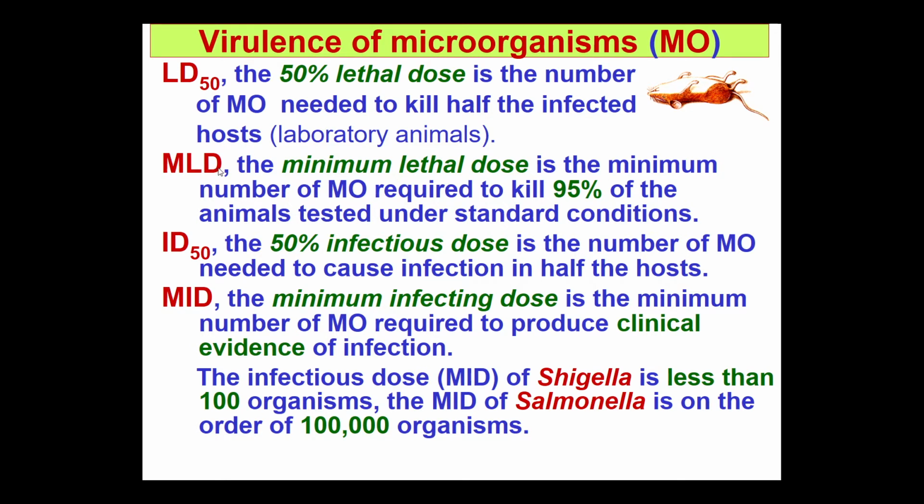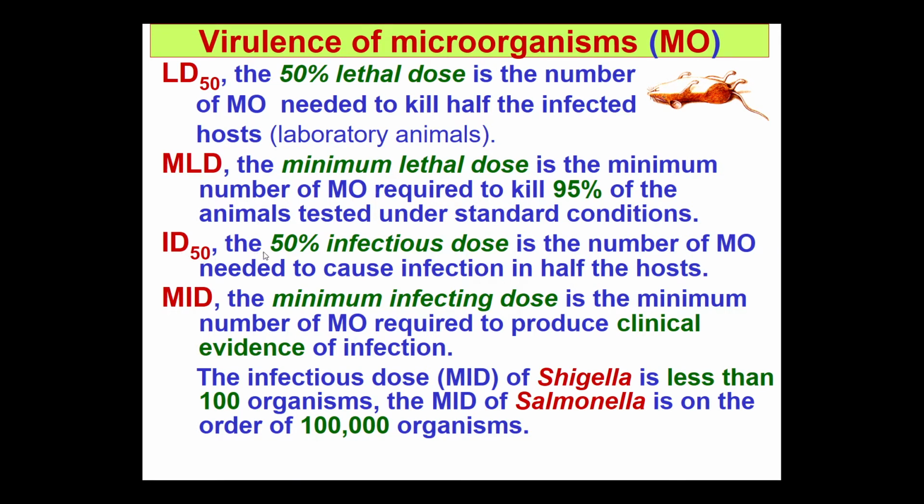Usually minimum lethal dose is higher than LD50 because the number of killed hosts will be different: half of the infected mice in the LD50, and almost all, 95%, in case of minimum lethal dose. ID50 is the 50% infectious dose. This is the number of microorganisms needed to cause infection in half the hosts.